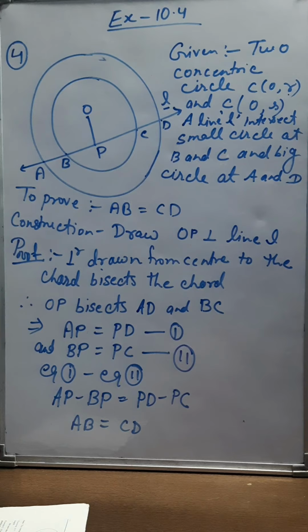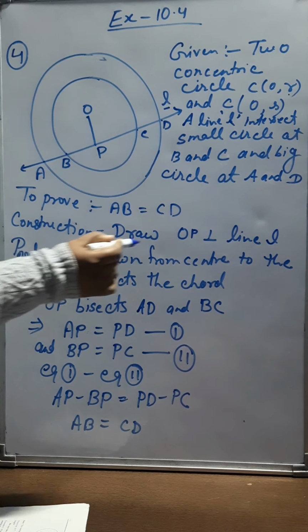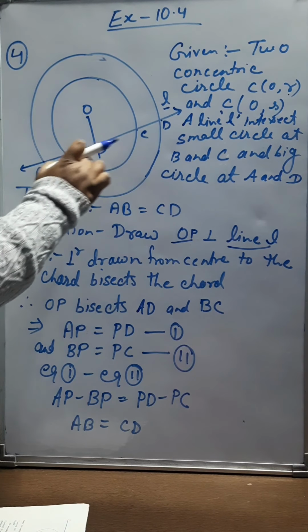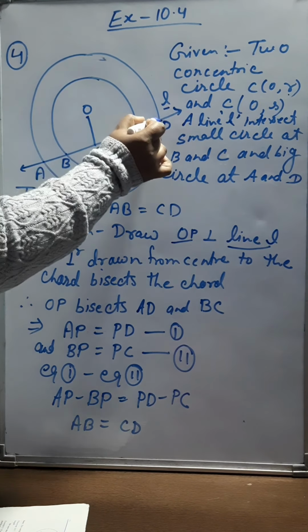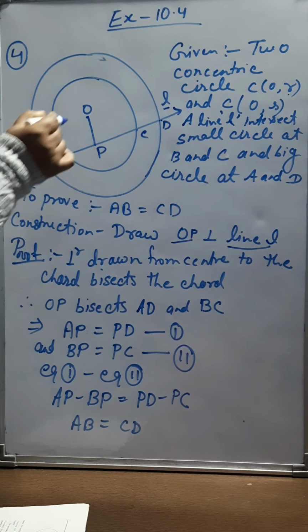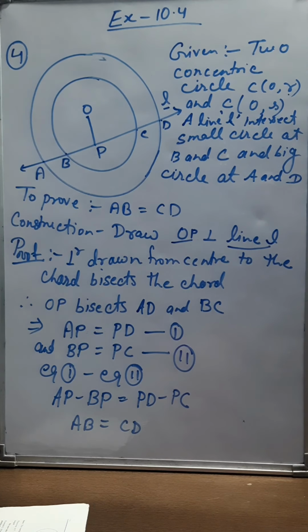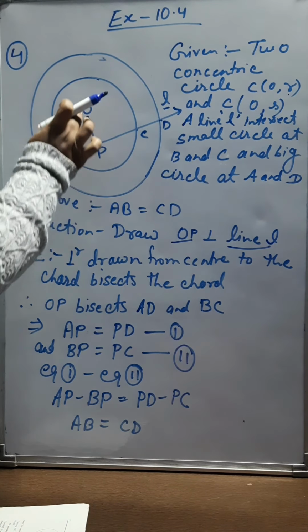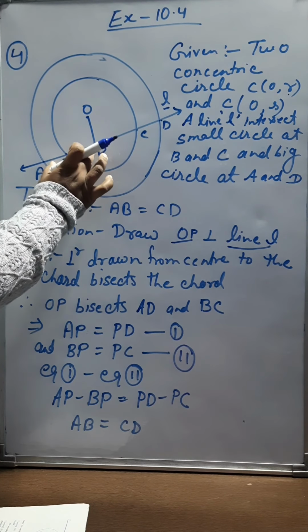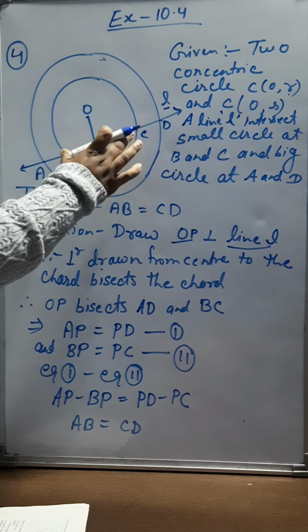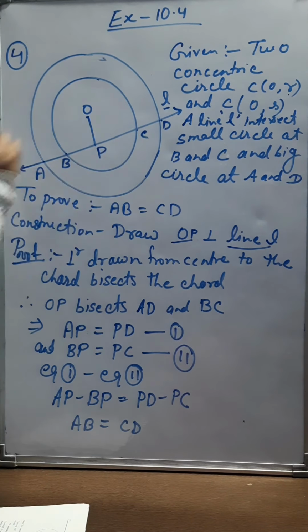So for that a construction is required. We have made OP perpendicular to the line L. We know that a perpendicular drawn from the center to the chord bisects the chord. So clearly this BC is behaving like a chord for the small circle and AD behaves like a chord for the big circle. So the line OP, which is perpendicular to the line L, will bisect BC as well as AD. So if OP is bisecting AD, we can write AP must be equal to PD. This is equation number 1. And if OP bisects BC, we can write BP should be equal to PC.